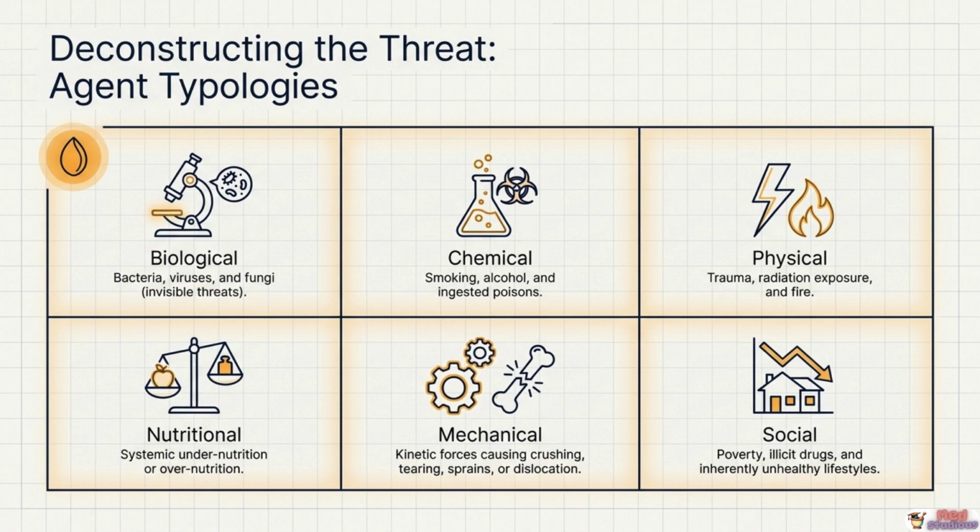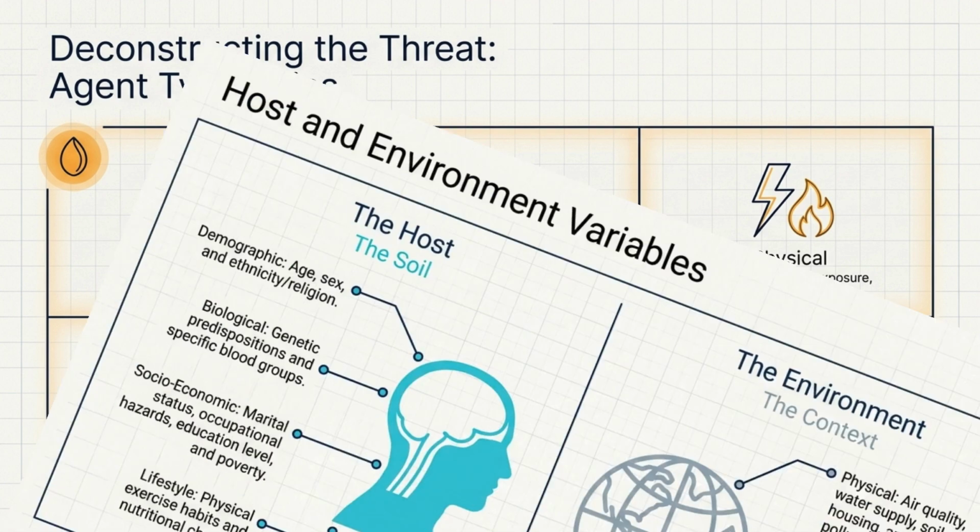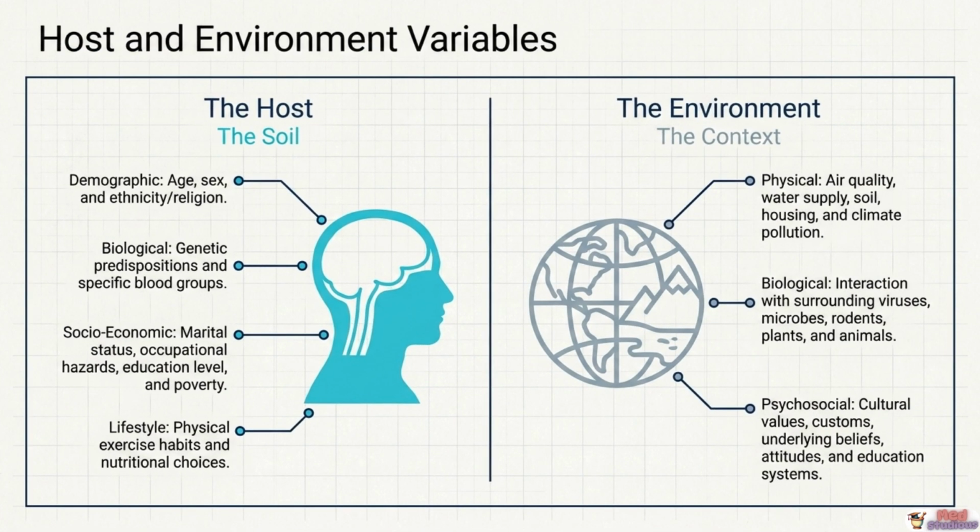Social agents, poverty, illicit drug use, social isolation, domestic violence, and unhealthy lifestyle norms represent the non-biological drivers of disease burden that social medicine specifically addresses. The host and environment components of the epidemiological triad each carry multiple variables that determine whether agent exposure results in disease. Understanding these variables is not merely academic. It is the basis for identifying high-risk populations and targeting preventative interventions where they will have the greatest impact.